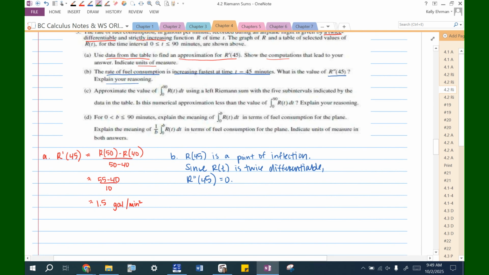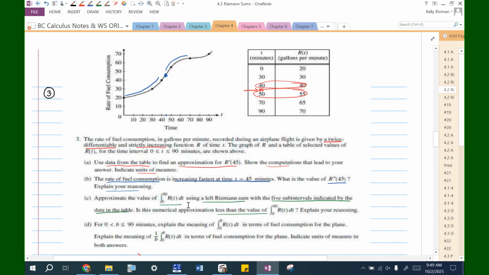Okay, part C. Approximate the value of the integral from 0 to 90 of r of t dt using a left Riemann sum with 5 subintervals indicated by the data in the table. So they're not equal subintervals. Is this numerical approximation less than the actual value? Explain. All right, so let's do part C. First off, we're trying to approximate this integral, so I just like to write this down. dt is approximately equal to, so we're using subintervals dictated by the table.